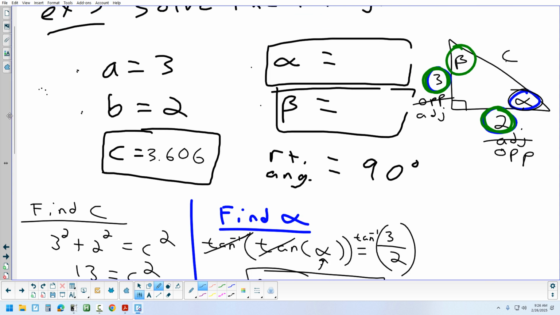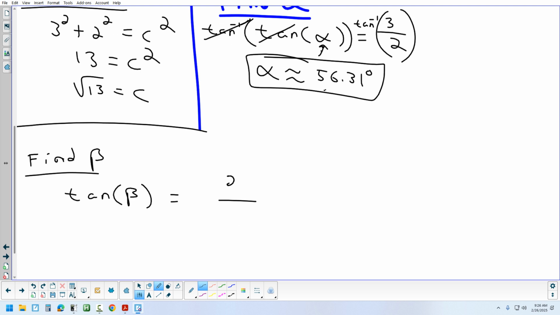And what's going to be my fraction on the other side? Yeah, 2/3. Now I want to get rid of the tangent function. So to do that, I need to use another function. And what function am I going to use? Yep, the arctangent or inverse tangent.